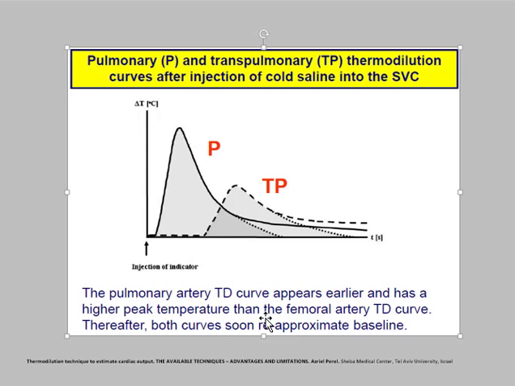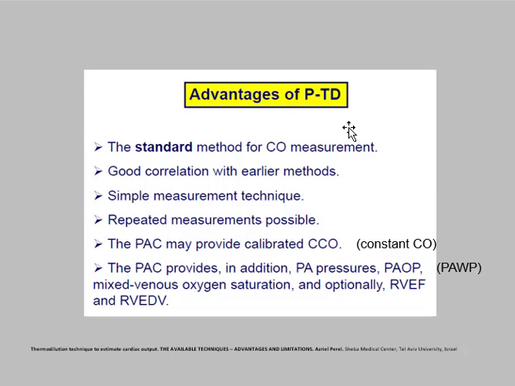The pulmonary artery thermal dilution curve appears earlier and has a higher peak temperature than the femoral artery thermal dilution curve. Thereafter, both curves soon reapproximate baseline. So technically, the catheter doesn't have to be in the aorta. It only needs to be in the femoral artery and the femoral vein. A great advantage. The advantages of pulmonary thermal dilution.